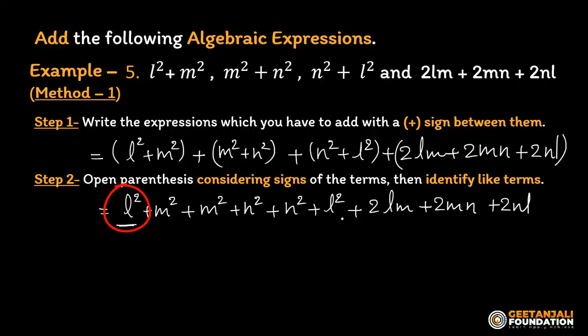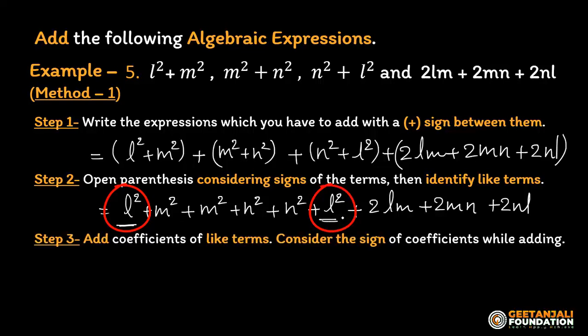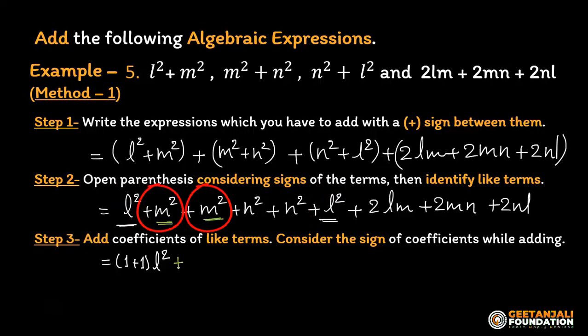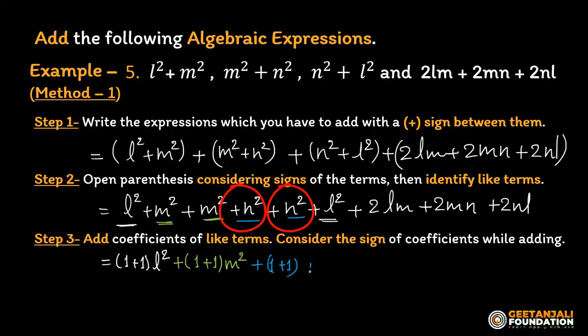So this is L square and this is L square. You can see the sign is same, so their coefficients will be added. So coefficient of L square here is 1 and here also it is 1. So I'll write 1 plus 1 L square. So this is my first pair. Now I'll take second pair. It is M square plus M square. Again, the coefficient in both the cases is 1. So 1 plus 1 M square. Now the next is N square plus N square. Here, so I'll take their coefficient. It is 1 plus 1 N square.